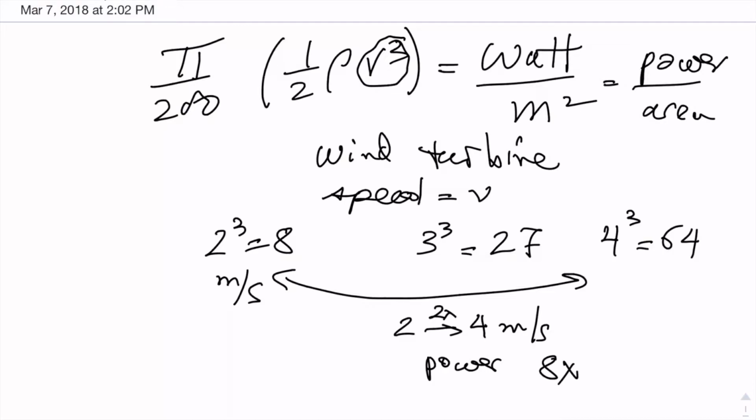And it comes from the fact that if we double the speed, we have a factor of 2, and we cube that, and that gives us the factor of 8 for the power. So the way wind turbines work, as the velocity of the wind increases, the power that the wind turbine can produce increases by quite a lot.